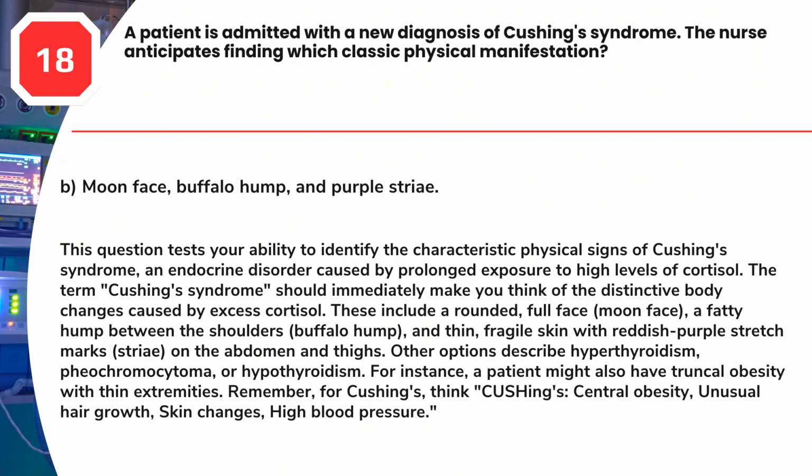Other options describe hyperthyroidism, pheochromocytoma, or hypothyroidism. For instance, a patient might also have truncal obesity with thin extremities. Remember, for Cushing's, think Cushing's. Central obesity, unusual hair growth, skin changes, high blood pressure.